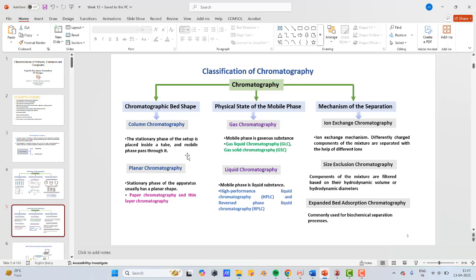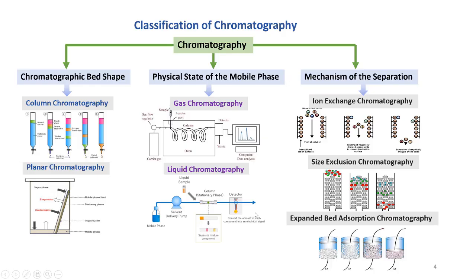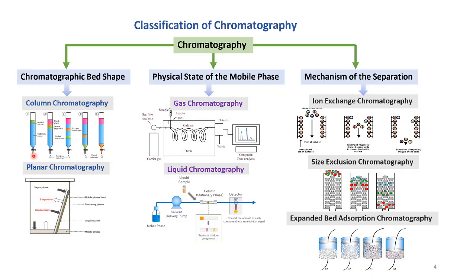In column chromatography, the stationary phase is the setup placed inside the tube. The tube, the column, has granules or particles present in it. Then our sample is in the mobile phase, in liquid form. Mobile phase means it will flow down the column. The granules are stationary, so the column is stationary, and the solvent and the sample are mobile, flowing through the column.